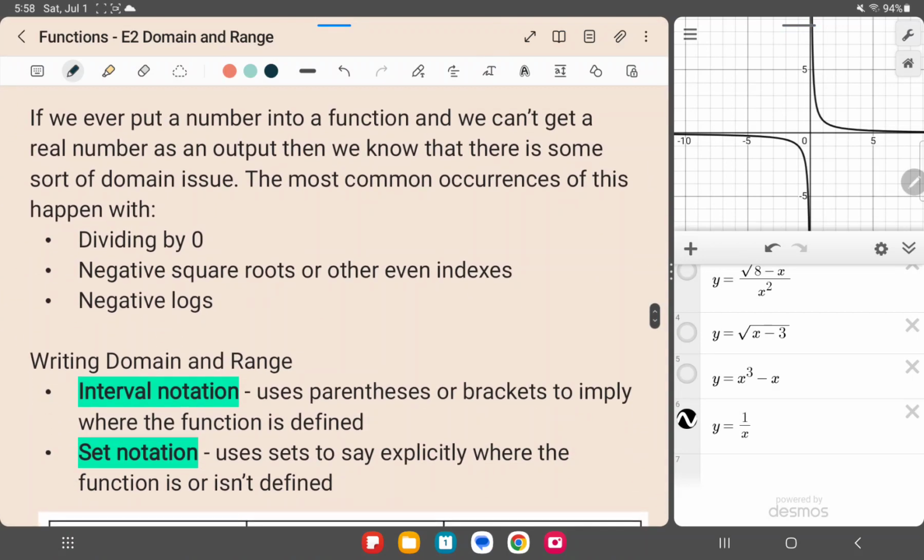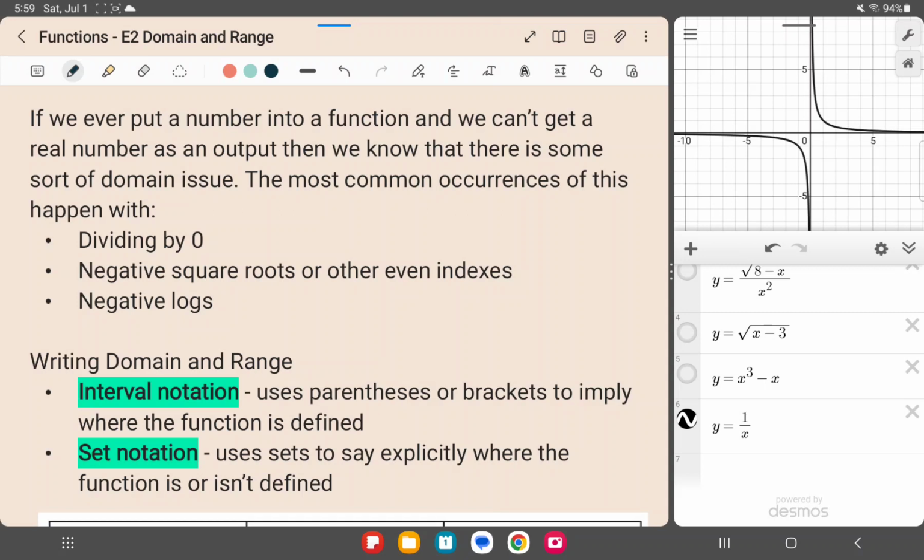As we just experienced, you can't always plug whatever you want in for x. With many functions, not every real number is going to be a member of the domain or the range. So if we ever plug a number into a function and we can't get a real number as an output, then we know there's some sort of domain issue. The most common occurrences of this happen with dividing by 0, negative square roots or other even indexes, and negative logs. We won't worry about negative logs today, but we've already seen examples of the first two.